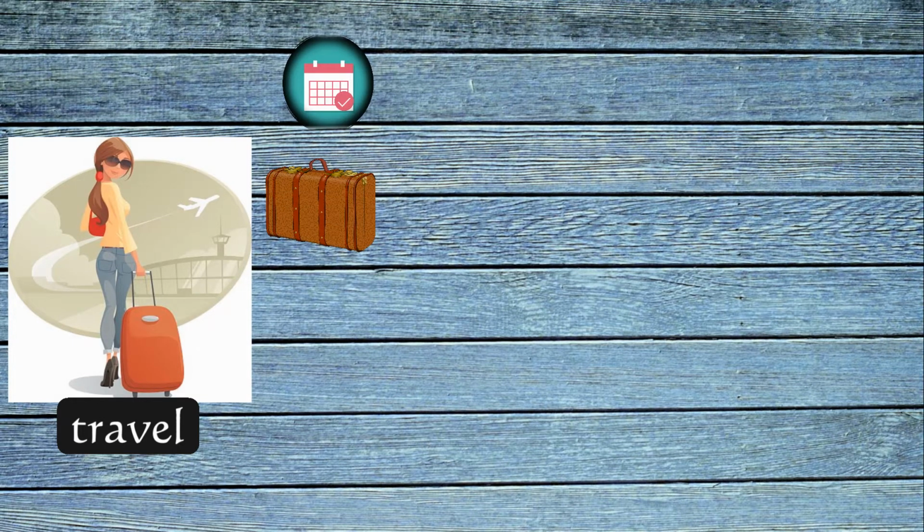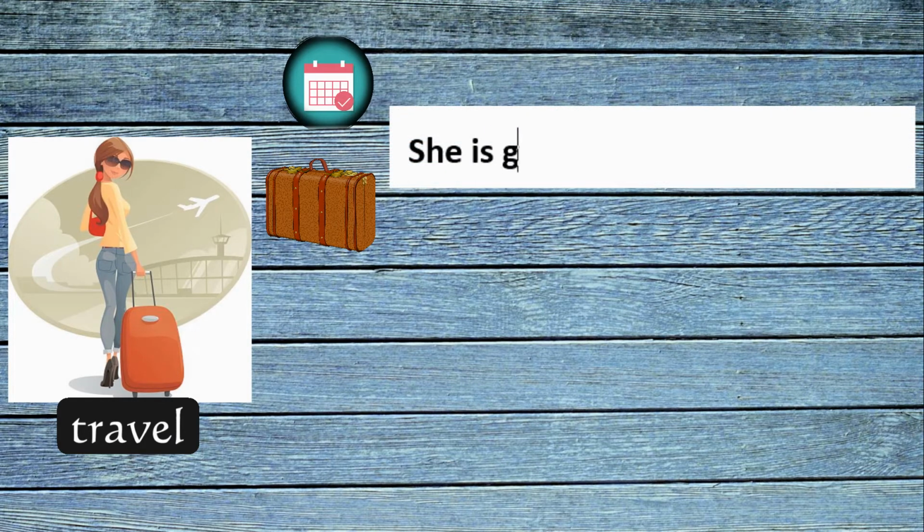Look at the picture. Let's imagine that the girl is going to travel. The trip is scheduled for next week and she's already packing. So in this situation, we are certain about the trip. And then we can use going to. She is going to travel next week.